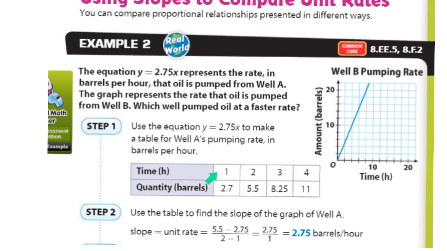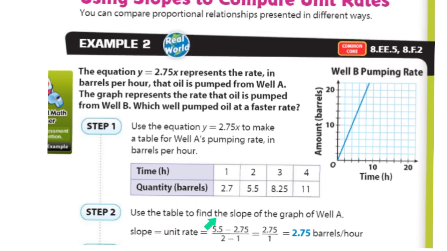So in 1 hour, it's 2 and 75/100ths. This page is wrong. It's 2 and 75/100ths. I'm not sure if your book has the same thing or not, but my teacher book has 2.75. I know this is wrong. 2 is 5 and 5/10, 3 is 8.25, and 4 is 11. So 4 times 2.75 gives you 11. 3 times 2.75 gives you 8.25, etc.